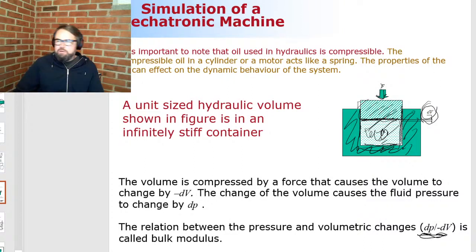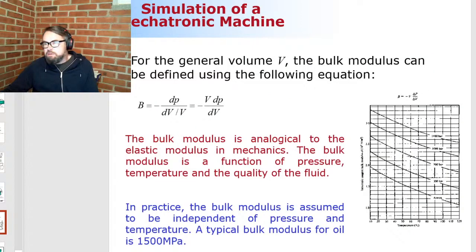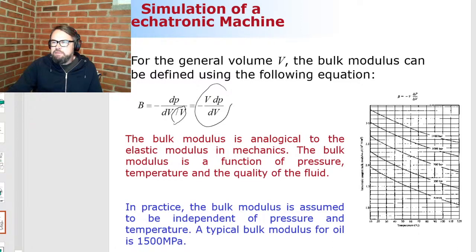Now remember I explained that this is a unit-size container, which for us is not very handy because we actually want to make this applicable to all different kinds of applications. So what happens if we want to extend this to containers of all sizes? It means that we have to take the volume size into account. So let's divide the whole thing by the volume size, and then we have minus the original volume size, pressure change, volume change, and that's going to be called the bulk modulus.